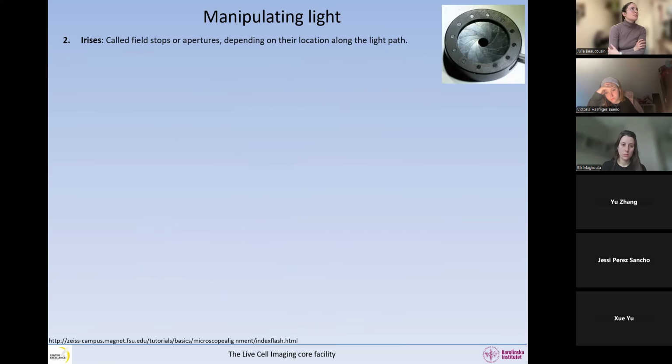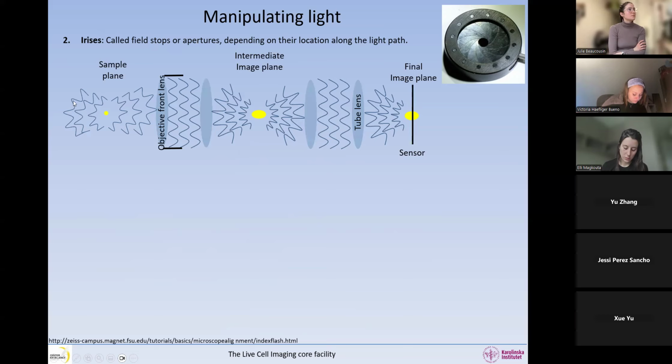So now I've explained how we can manipulate light with lenses in our microscope, but we have another object that we can use: irises. This is what an iris looks like. It's a little diaphragm that you can open and close. They can have two names, field stops or apertures, and that depends on where they are along the light path. I've shown this to you: we have our little fluorophore, which is tiny, then we get a first image, then a second image, and this is the image that we record with our sensor.